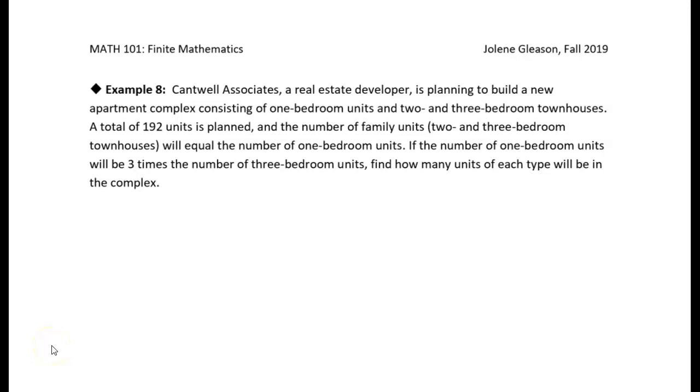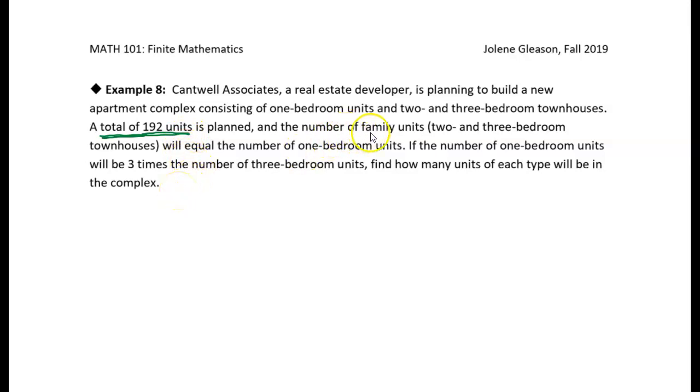All right, so in this example, Cantwell Associates is going to be building a new apartment complex consisting of 1 bedroom, 2 bedroom, and 3 bedroom townhomes. They want a total of 192 units. Total of 192 units. So let me underline that. That's kind of critical information.